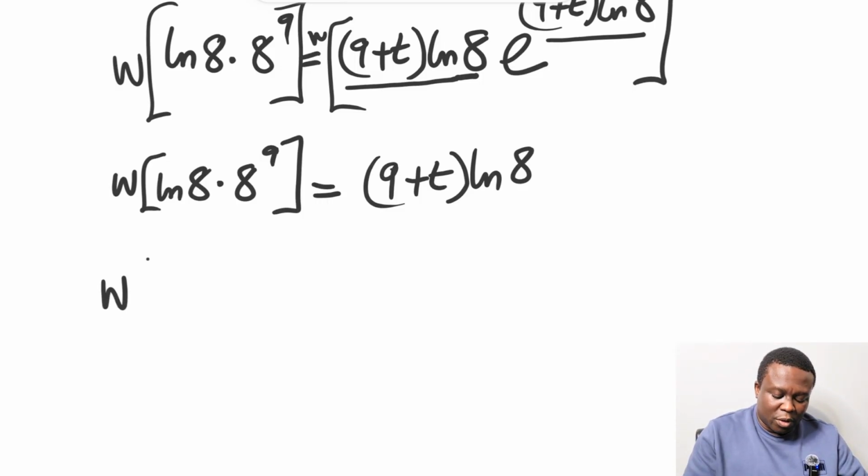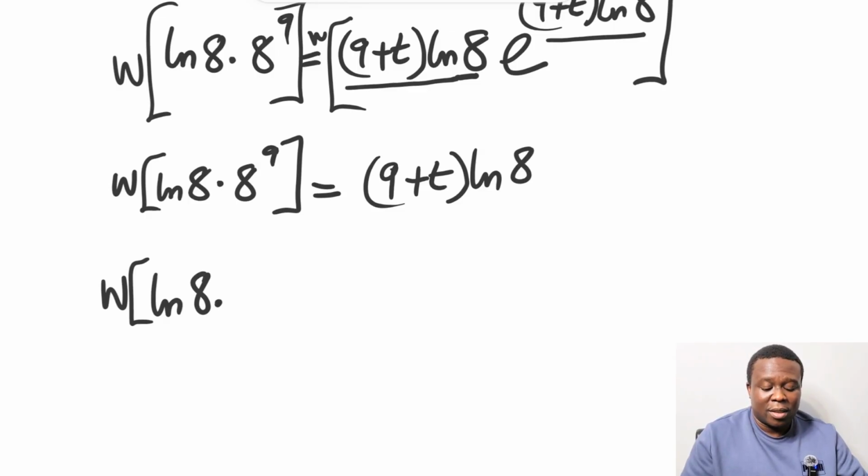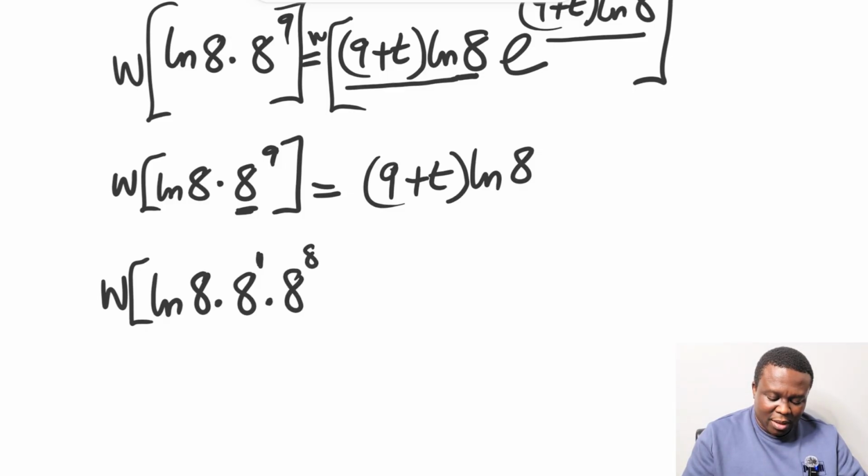So we have ln of 8. Let's rewrite 8 raised to power 9 in such a way that it fits into the function. And when you add or subtract, whatever you do, we still get 8 raised to power 9. So let's rewrite 8 raised to power 9, and it becomes 8 raised to power 1 times 8 raised to power 8. Same base, we add the powers. 1 plus 8 is 9. So it becomes 8 raised to power 9.